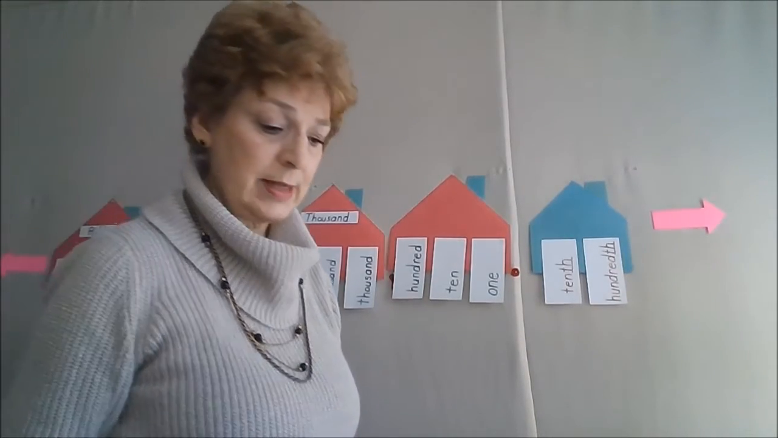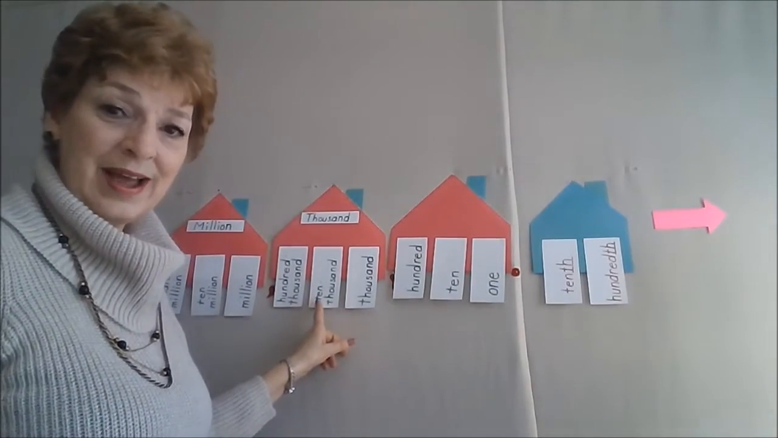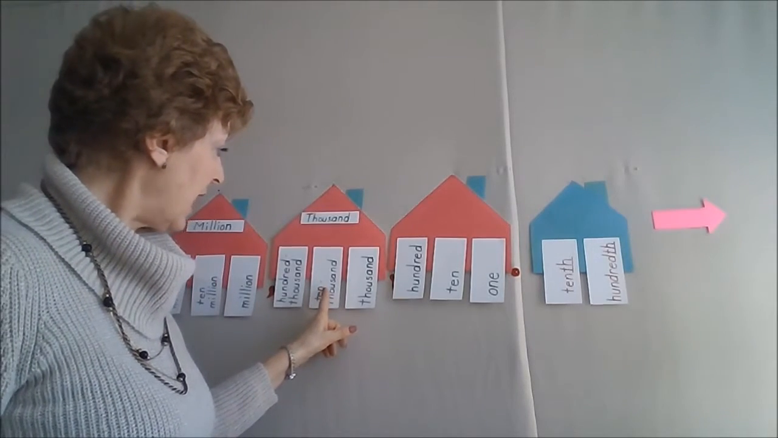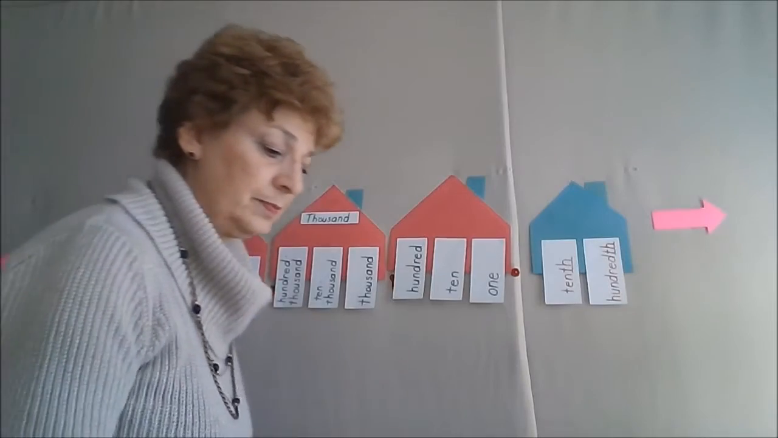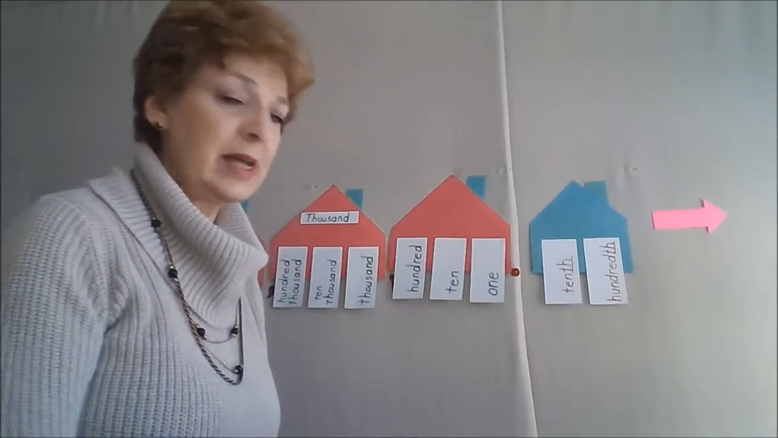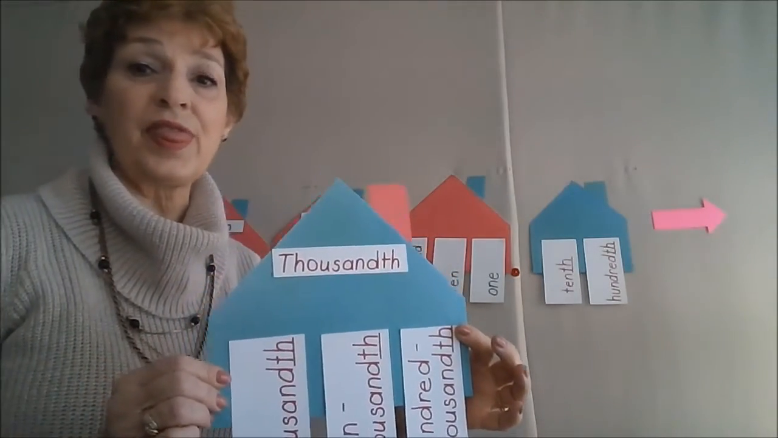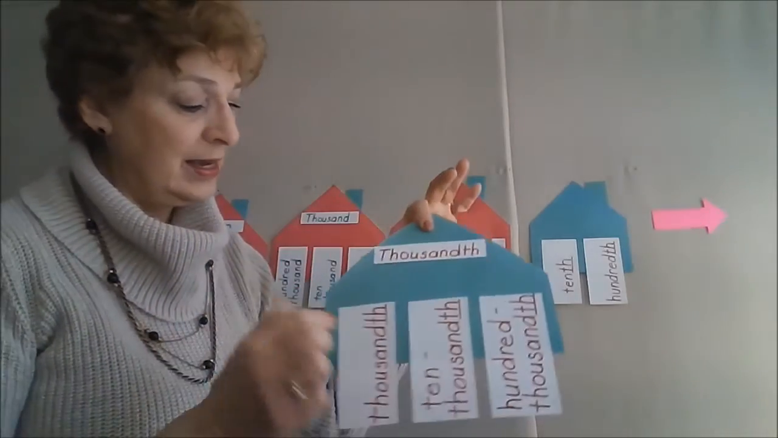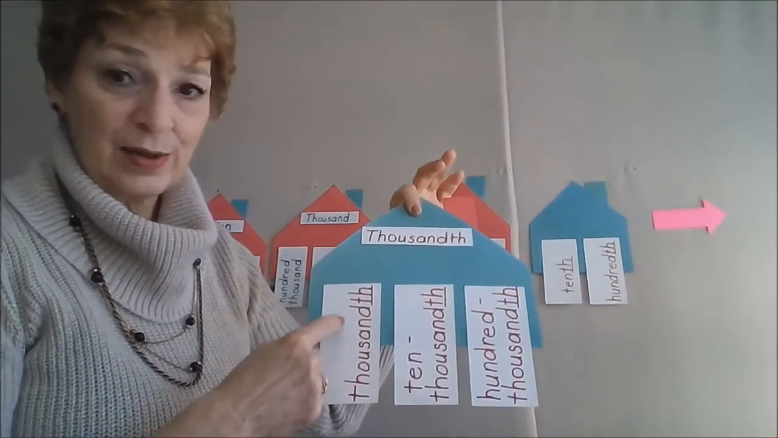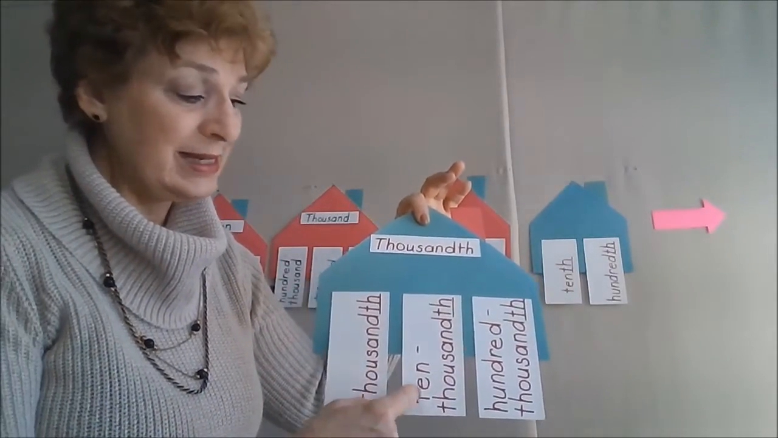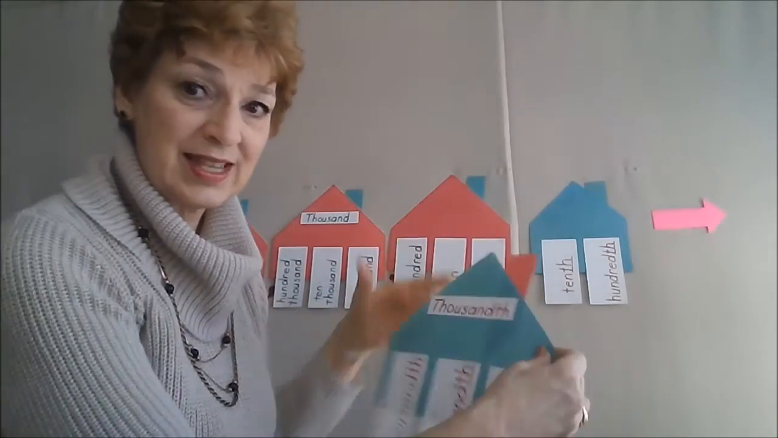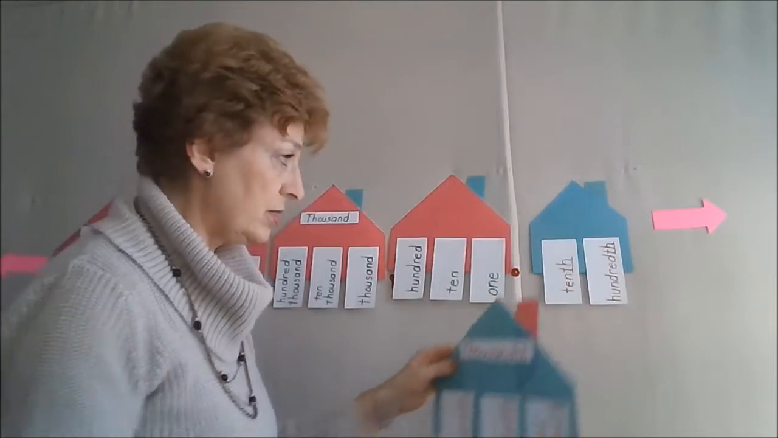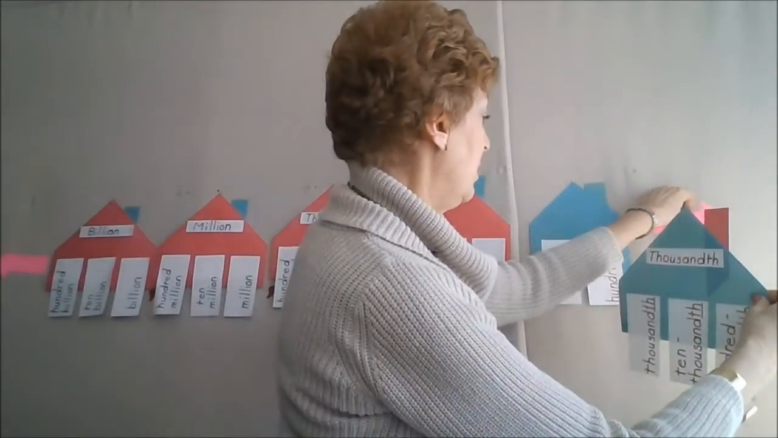on the fractional side. On the whole number side, we had the thousands house with 10,000s and 100,000s. On the fractional side, we have the thousandths room, the 10,000ths room, and the 100,000ths room. The THs are definitely on those words.